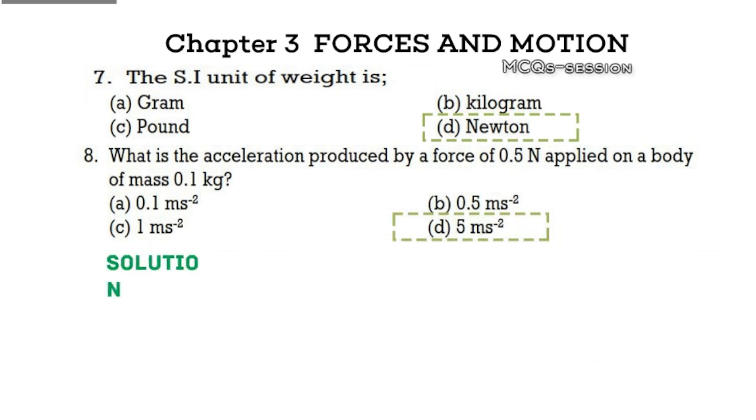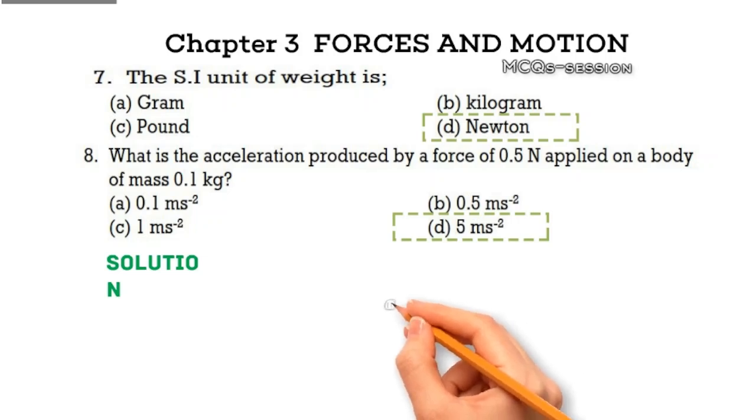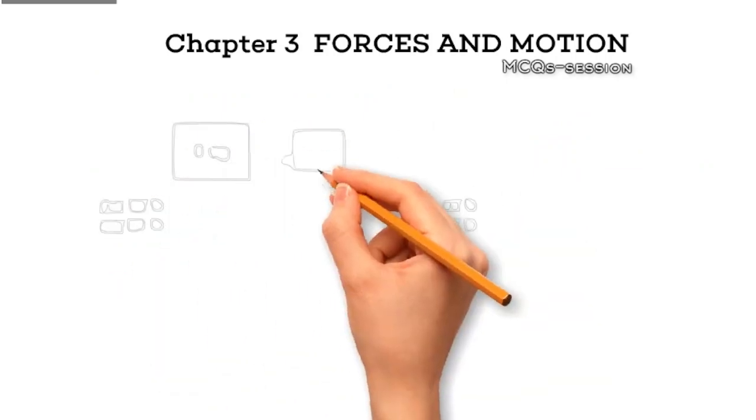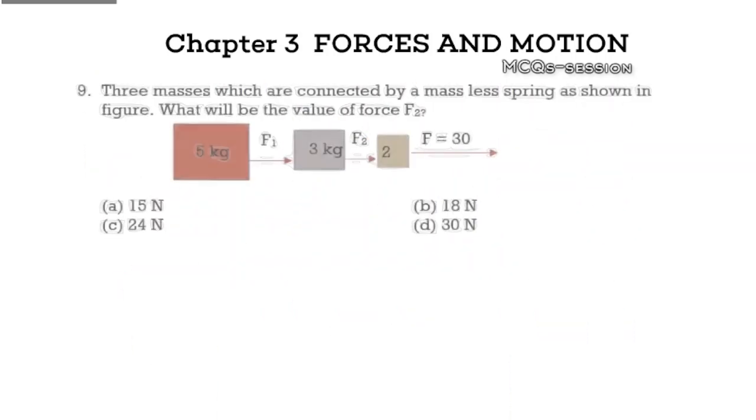Explanation: use Newton's second law: force equals mass times acceleration. Now, acceleration equals force divided by mass. Here, 0.5 newton divided by 0.1 kilograms gives an acceleration of 5 meter per second square. Question 9. 3 masses connected by a massless spring are shown in the figure.